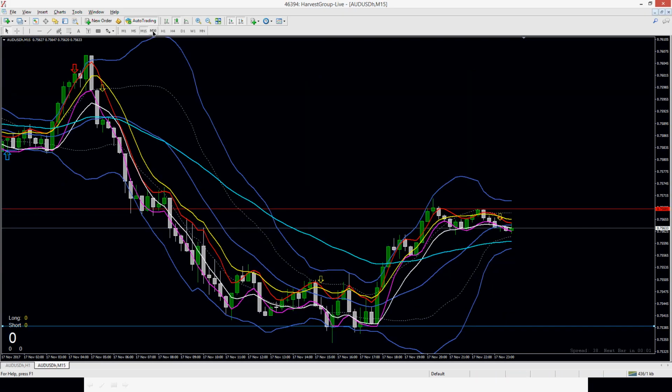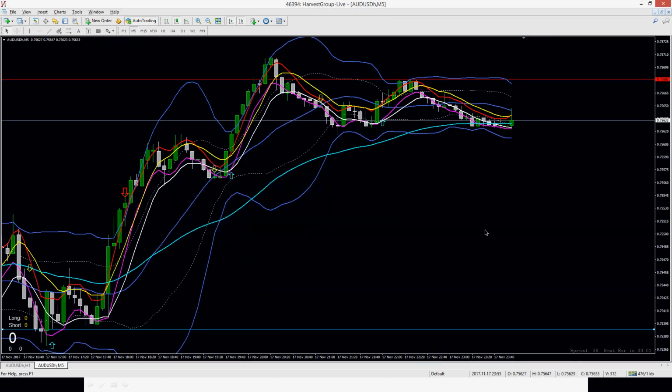All right. So let's go to M15. So M15 also looks like a buy setup over here. The MA50 is above mid BB. However, there are signs of a re-entry sell over here.